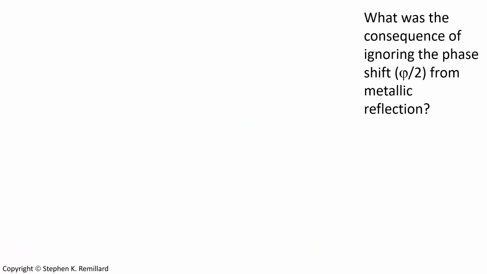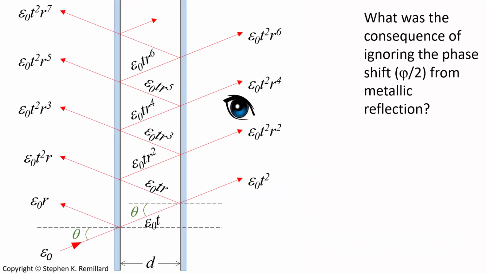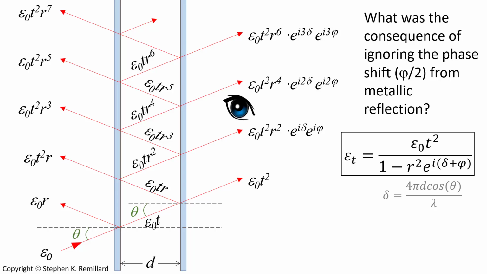Now, as an appendix, I had raised this question: what is the consequence of ignoring the phase shift that occurs every time the light reflects off of the metallized mirrors? When the light beam strikes the metallized mirror, it undergoes a phase shift, which I'm calling phi over 2. And that has to be included in addition to the delta phase shift that occurs from the light traversing this optical path length difference. Every time the light reflects off the surface, there's an additional phase shift of phi. So we'll add e to the i phi for the first one, e to the 2i phi for the second one, and so on. So the electric field in the wave emerging from the interferometer has to have this extra phi added to the delta.